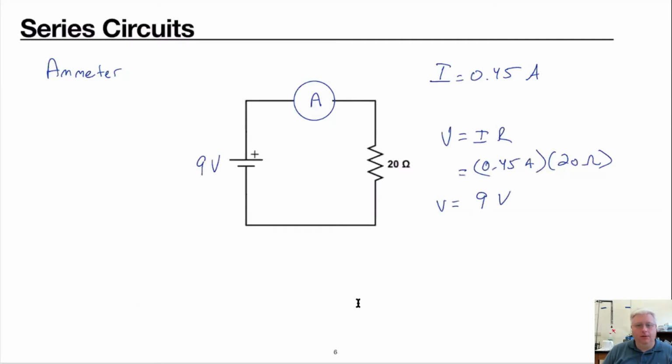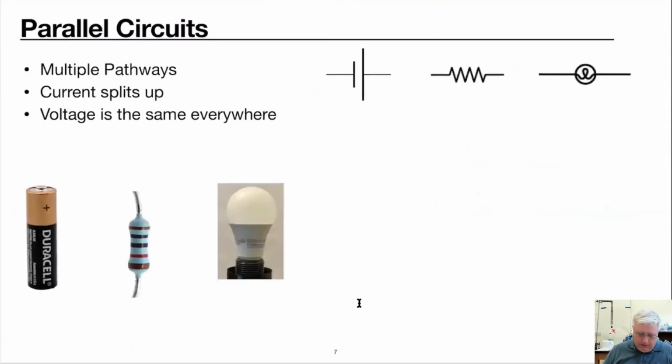Okay, so that's some series circuits. Now let's take a look at parallel circuits. In a series circuit, we saw that there was only one pathway for the current to flow through, whereas in a parallel circuit, there are multiple pathways. So we can have the same three items, the battery, the light bulb, and the resistor. We can connect them in series like we did before, or here we could connect them in parallel.